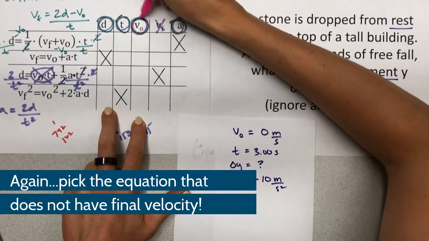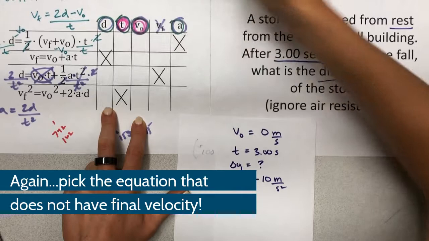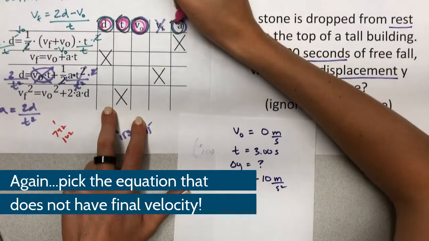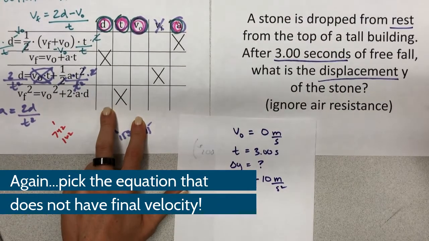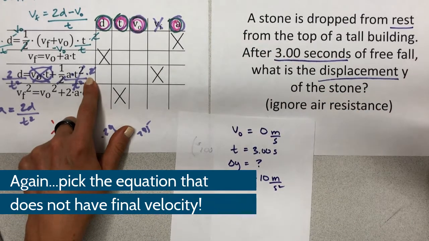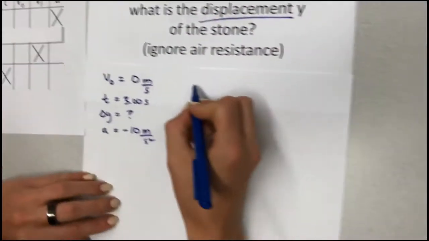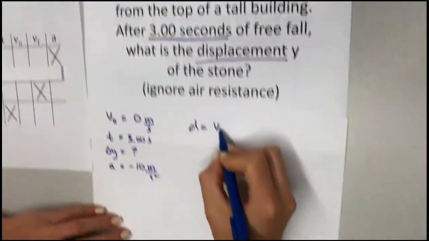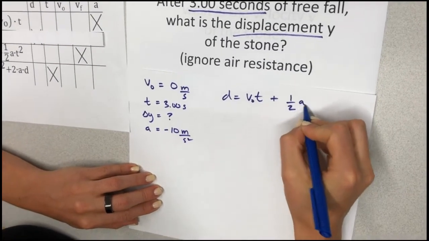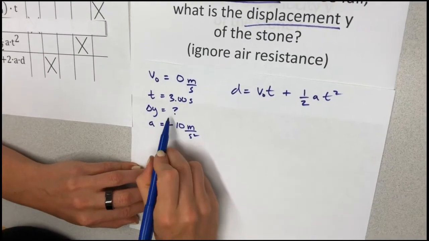So this time we've got velocity. We've got time. We're trying to figure out delta y, or displacement, and we have acceleration. So again, we are going to be using this equation to get our answer. I'm going to go right over here. So d equals 1/2 at squared. Okay, and we are trying to find displacement.